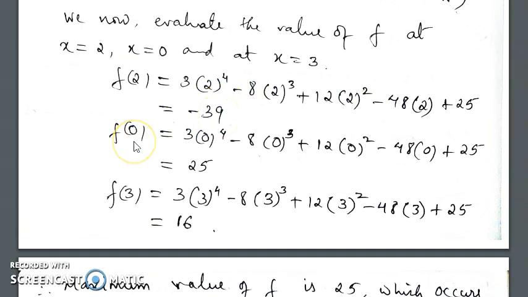Next, f of 0. All x should be put as 0. So obviously you will get 0, 0, 0, 0, remaining only 25. So the answer will be 25. Next, f of 3, all x replaced as 3. Calculate on the rough, and you will have 16.